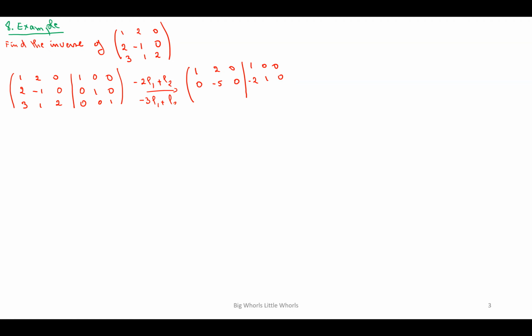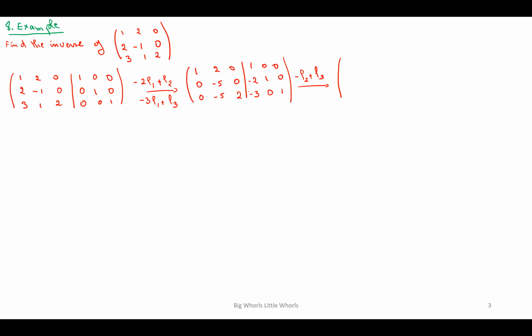When it comes to the third row, I'm going to multiply row 1 by minus 3 and add it to row 3. Okay, so I'm going to be left with the 0 here, minus 6 plus 1 is minus 5. Here we have a 2, minus 3 plus 0 is minus 3. This is 0 and this is 1. Okay. And minus row 2 plus row 3.